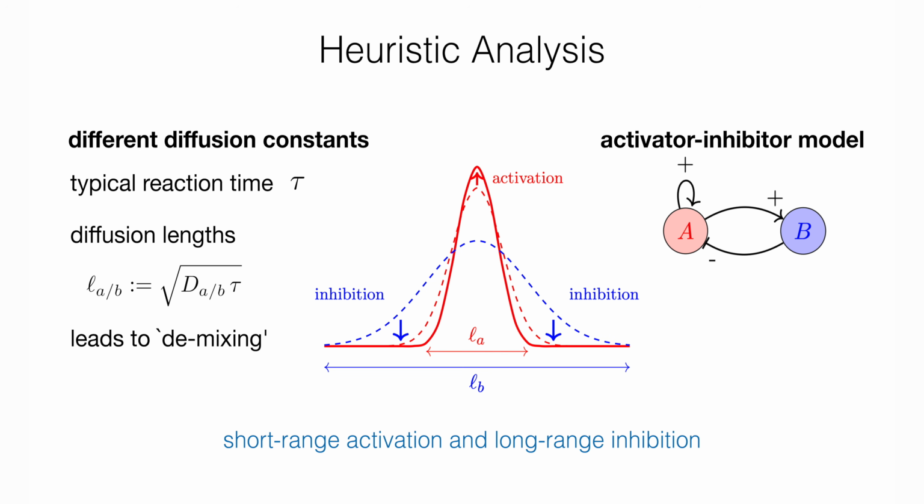And B is doing the opposite to A. It has a negative feedback, right? A enhances B, but as A enhances B, B is suppressing the A. And that you can say is an activator-inhibitor scheme. A is activating itself, and B is inhibiting A.